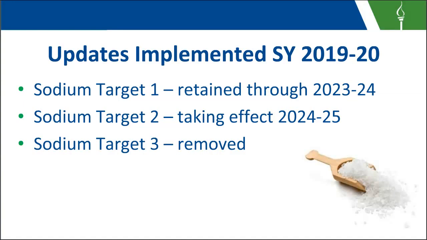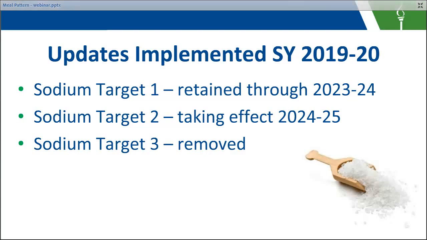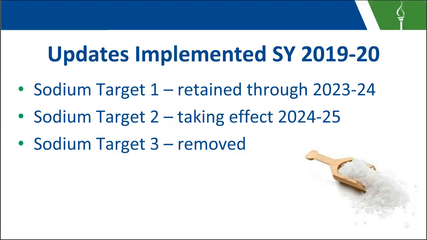so we'll no longer be going towards that as our end goal. So the sodium target limitations are 1,230 milligrams for target 1, grades K through 5. 6 through 8 is 1,360, and grades 9 through 12 is 1,420. For target 2, which will be taking effect in school year 24-25, our limit's going to be 935 milligrams for grades K through 5, 1,035 for grades 6 through 8, and 1,080 for grades 9 through 12.